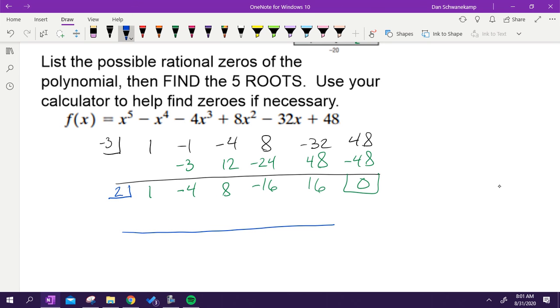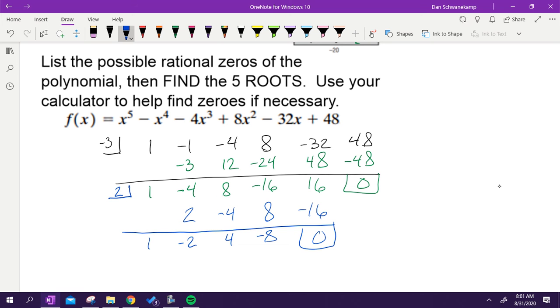Okay, so I'm going to try 2 this time. I drop the 1. I multiply. I add. I multiply. I add. Multiply. Add. Multiply. Boom, I get 0. Okay, great. 2 is a root. We already knew it was going to be a root because we looked at the picture.